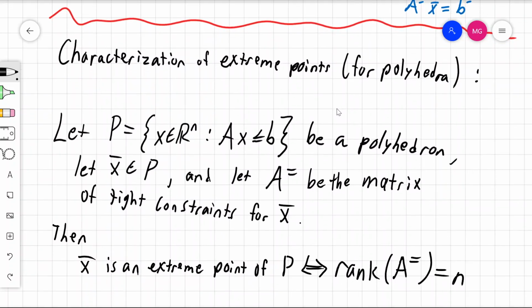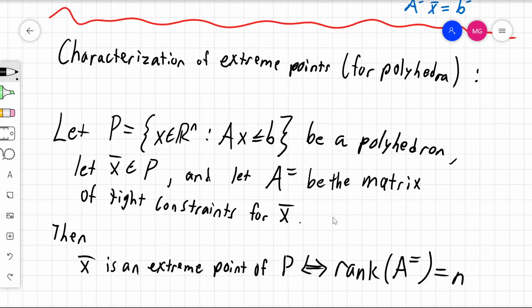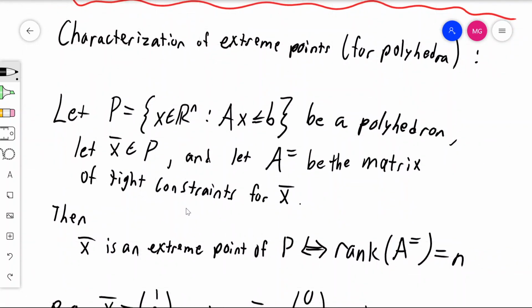Okay, so what's the characterization for extreme points of polyhedra specifically? This isn't a characterization of extreme points for any convex set, but specifically for polyhedra. So what is it? Well, if we take our polyhedron to be the set of points that satisfy some linear system of inequalities, and let x bar be some particular point in the polyhedron, so in other words, it satisfies all these inequalities, then now you have this point x bar, so take A equality to be the matrix of tight constraints associated to this point x bar. So how can we test whether x bar is an extreme point or not? Well, here it is.